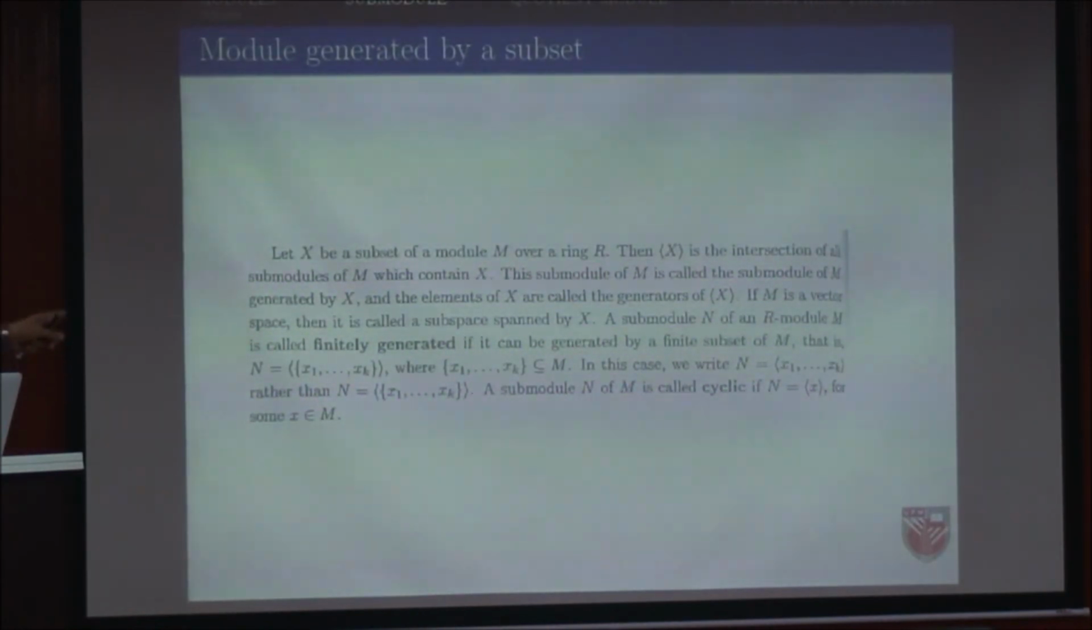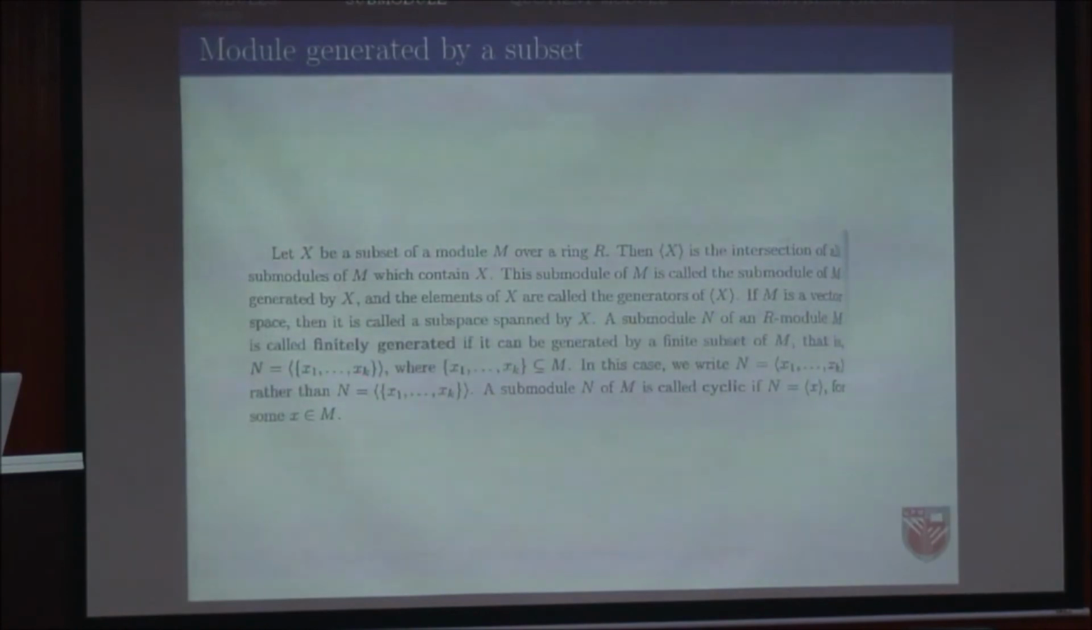Then, if you consider any subset X of M, then of course you may consider submodules containing this subset X. The minimal submodule containing X is the intersection of all submodules containing X. It is denoted by this bracket, X in brackets.